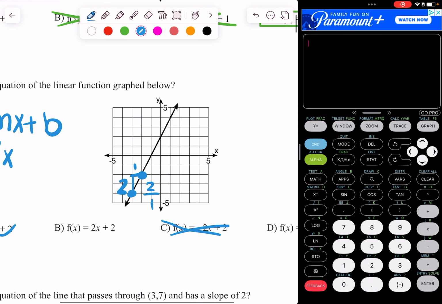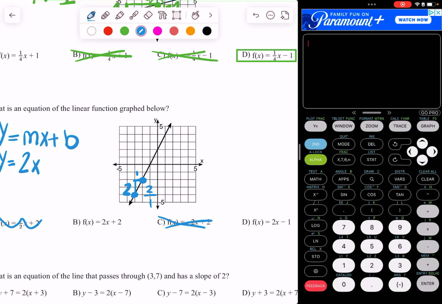And now I have to find out, is my y-intercept 2, or is it -1? This is the y-axis, and I need to see where my graph crosses the y-axis. It crosses at +2. So my answer is choice B.